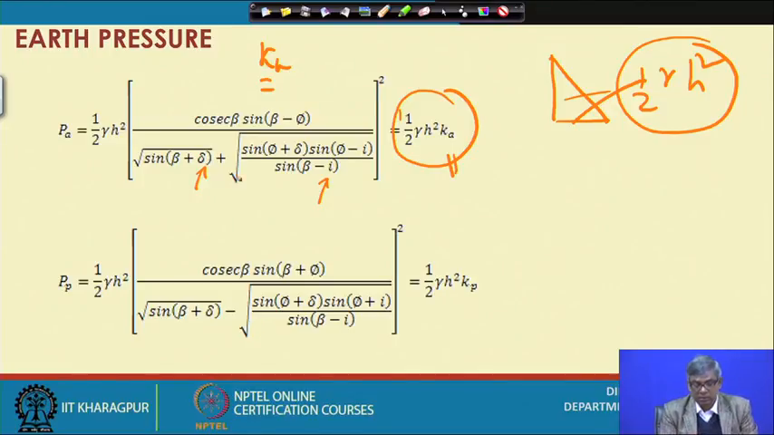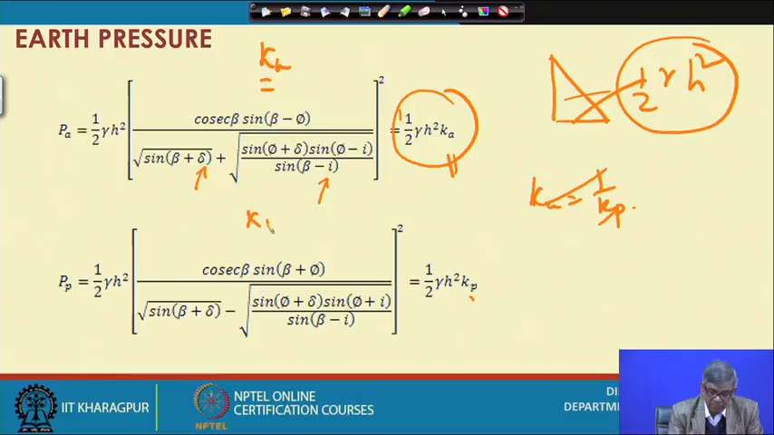Similarly, Pp can also be obtained, half gamma H square multiplied by this. Only, you can see it was plus here and it is minus; everything else is the same. Like previously, where we had active and passive earth pressure coefficients as inverses, Ka equal to 1 by Kp, similar here also. So here Kp will be equal to the entire expression in the bracket.